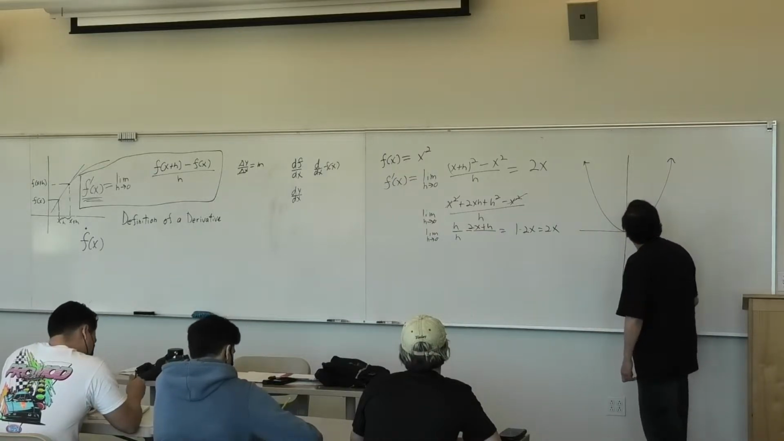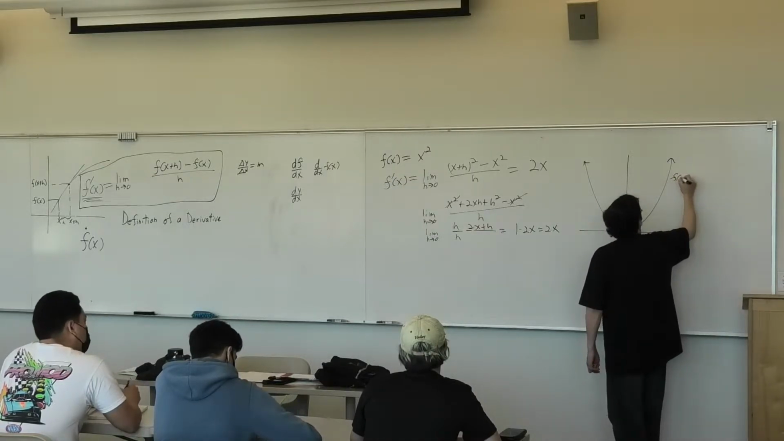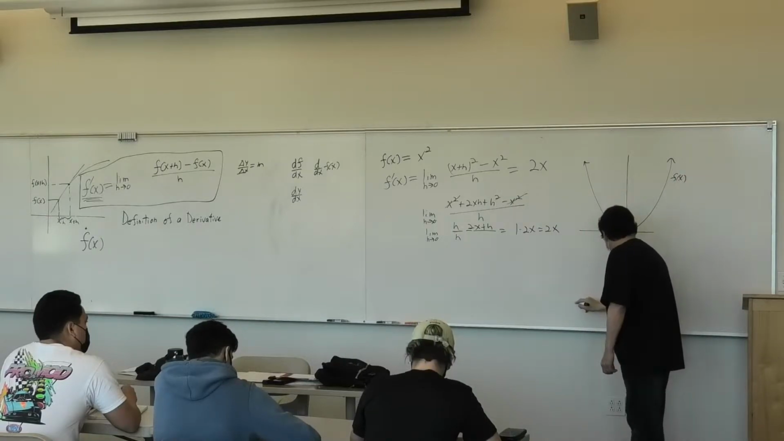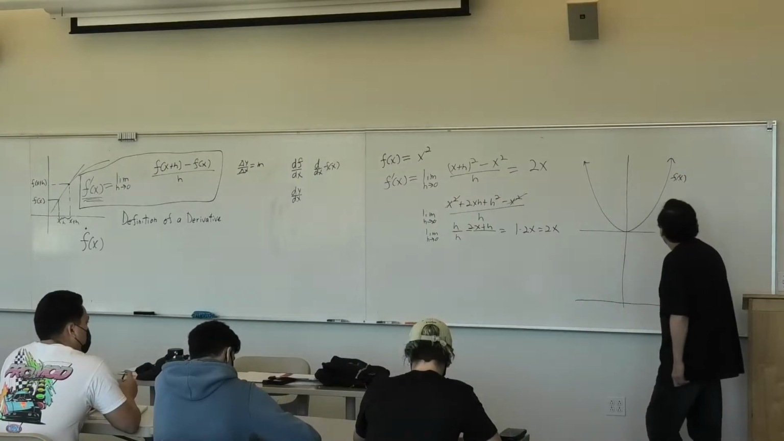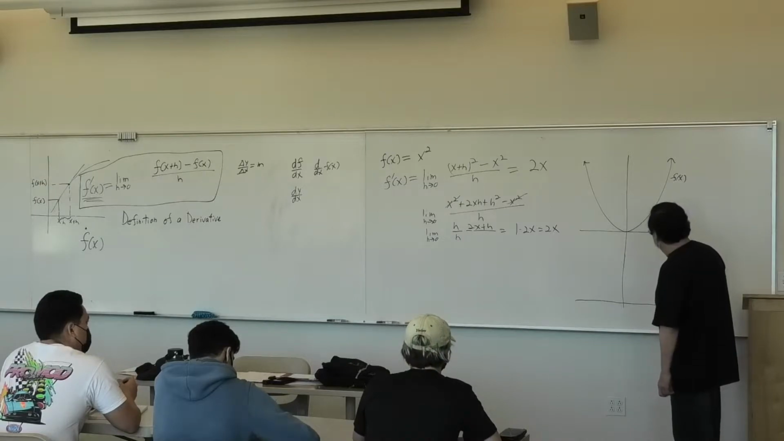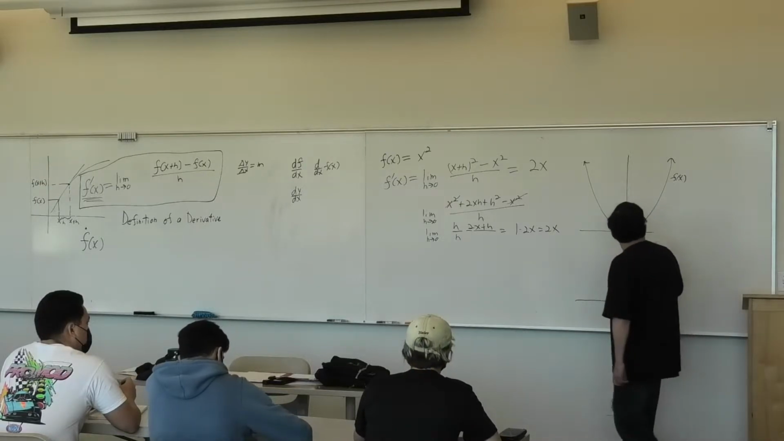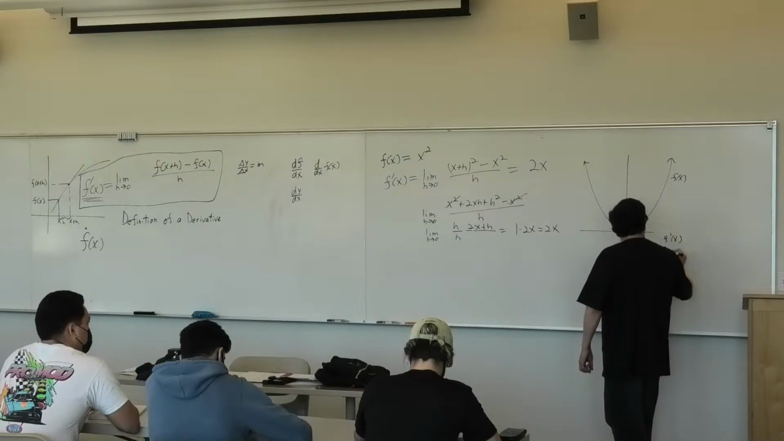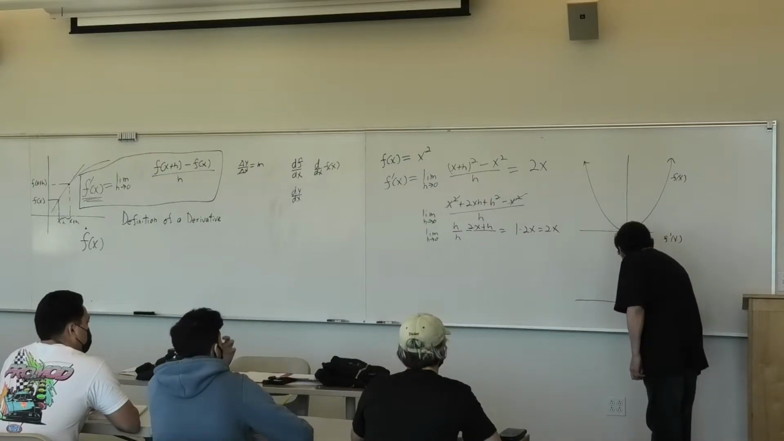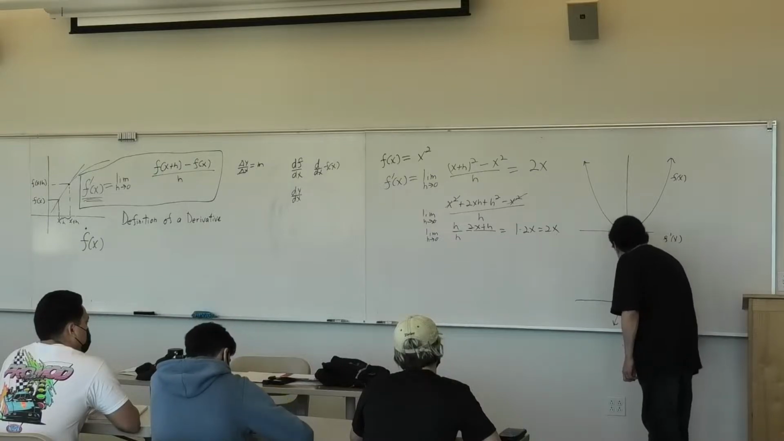And this is our f of x. And down here, our derivative kind of looks like this. It's a straight line with slope 2.